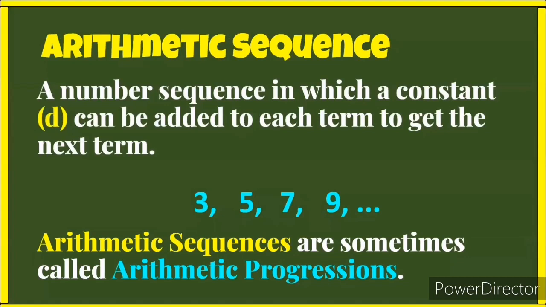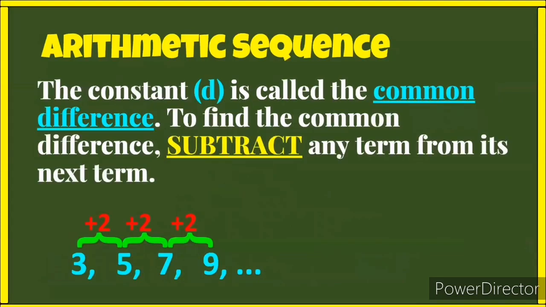Let's now label the terms. 3 is the first term, 5 is the second term, 7 is the third term, and 9 is the fourth term. The second term was obtained by adding 2 to the first term, 3. 3 plus 2, 5. The third term was obtained by adding 2 to the second term. 5 plus 2, 7. And the fourth term was obtained by adding 2 to the third term. 7 plus 2, 9. The constant d in this sequence is 2.